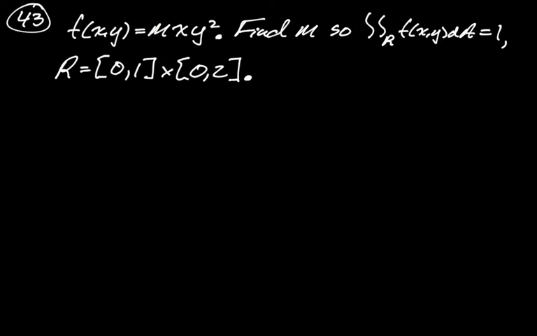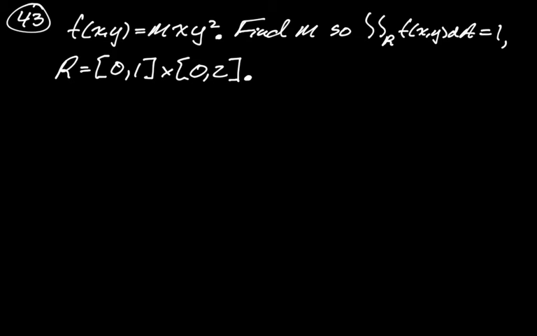All right, 43. This one's a little bit different, but really not that much. So f of x y is m times x y squared. We want to find m so that the double integral over R of f of x y dA is equal to 1. So it just has this little thing at the end where we have to solve. R goes from 0 to 1 and 0 to 2.